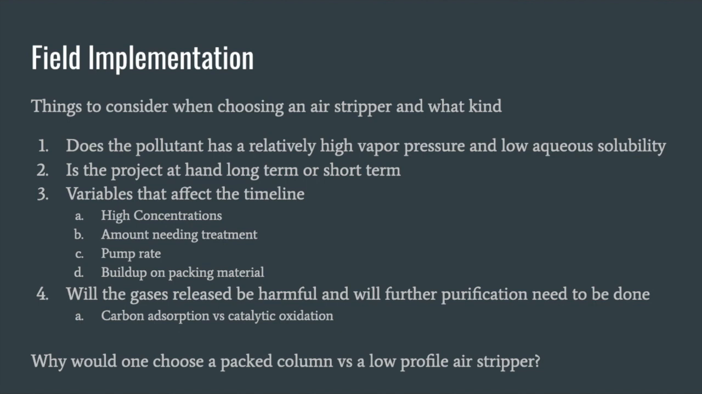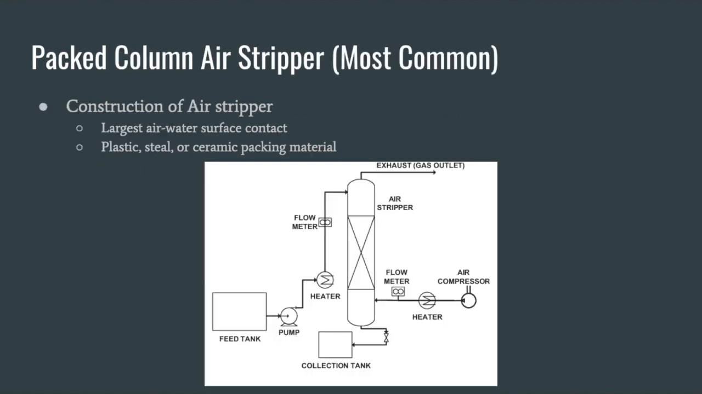So in the next couple slides, we'll discuss whether to use the packed column or low profile air stripper, the difference between them, and why they're important. The packed column air stripper is among the most common because of its efficiency. It works by water coming in here, getting pumped all the way to the top of the column. This is closely monitored on the inlet of both the water and the air because you have to have a perfect ratio or this whole process is not going to work.